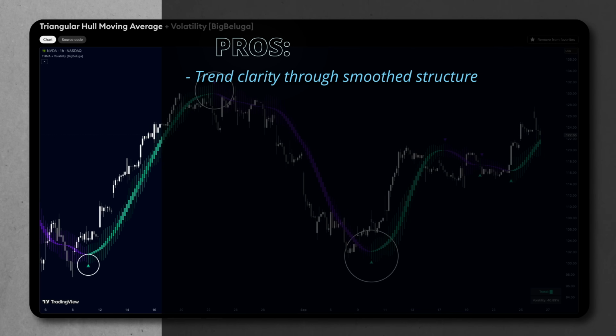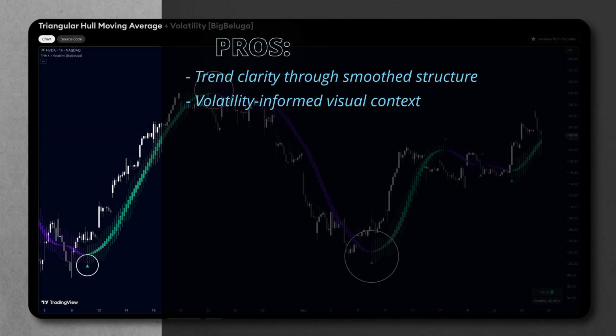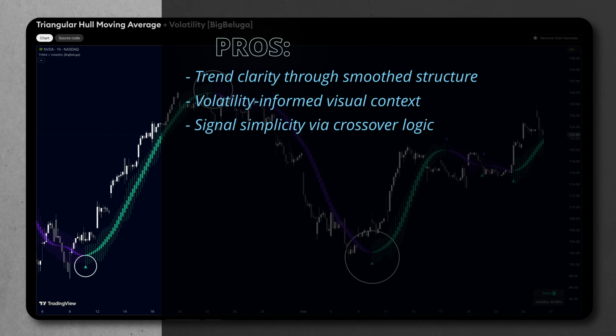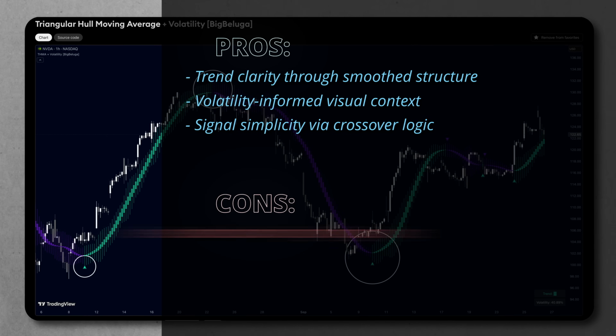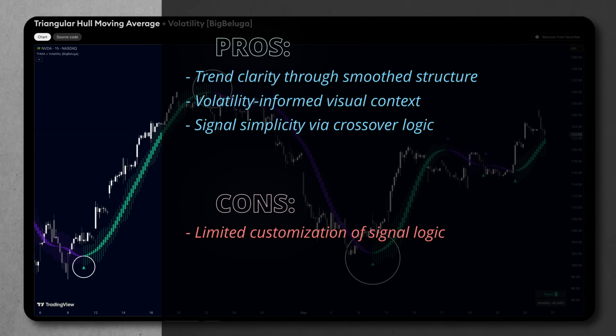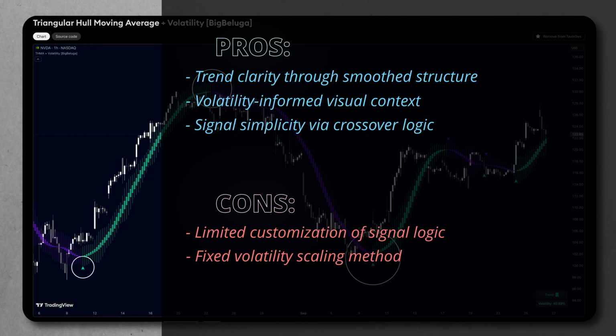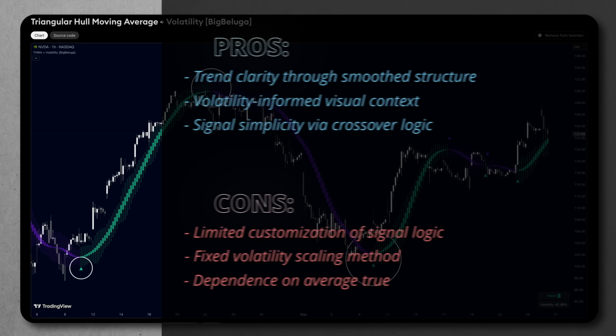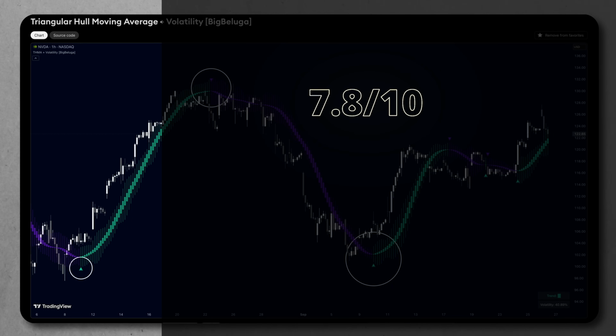Pros: trend clarity through smooth structure, volatility-informed visual context, signal simplicity via crossover logic. Cons: limited customization of signal logic, fixed volatility scaling method, dependence on average true range for distance signals. Ranking: 7.8 out of 10.